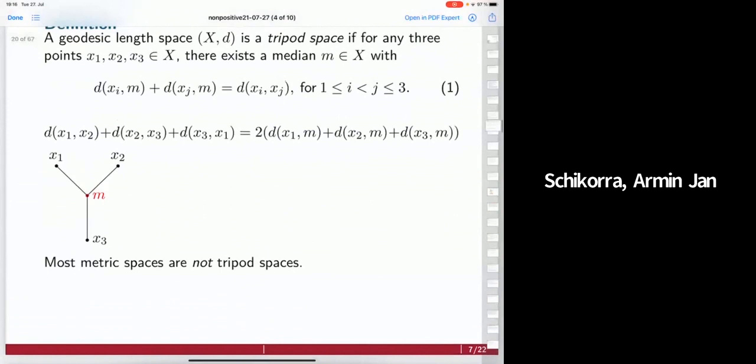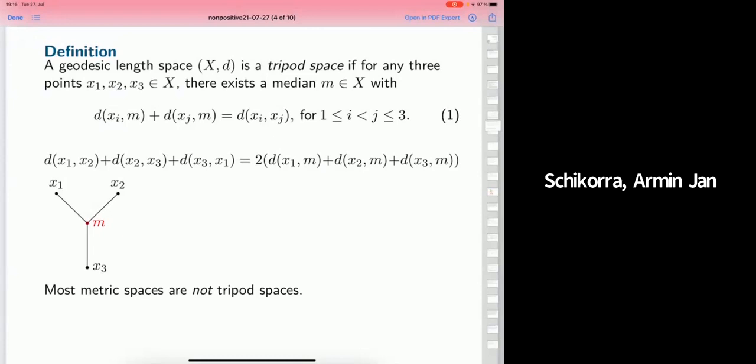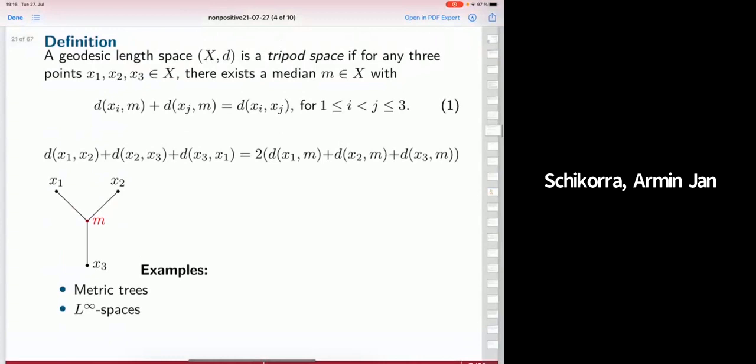So now most metric spaces however are not tripod spaces. In general, for instance, in Euclidean space, you wouldn't find such a point. But there do exist some examples. So metric trees are tripod spaces, as you can actually see from the figure. If things keep branching like a tree, then you always find such midpoints. And importantly, also L infinity spaces satisfy this tripod condition. Also, in general, this median or midpoint M need no longer be unique. In the metric tree it is unique, in L infinity space in general not. But we don't require uniqueness.